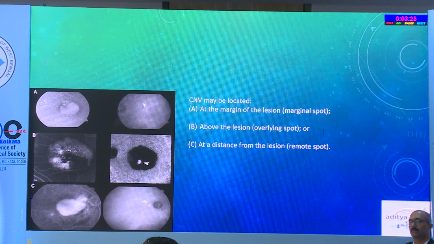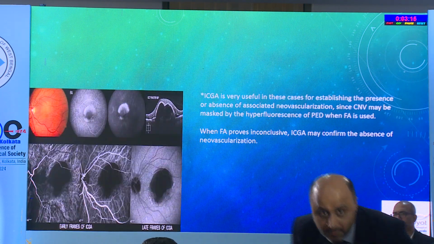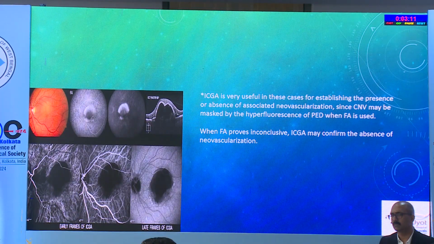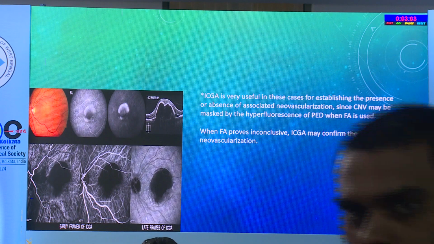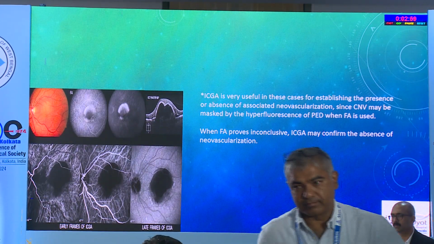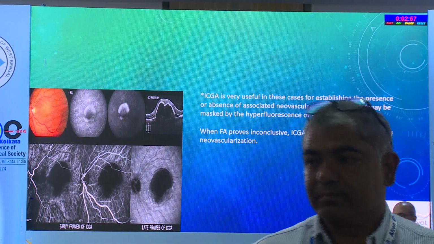And CNV may be located at the margin of the lesion, marginal spot, above the lesion, overlying spot, or at a distance from the lesion, remote spot. And ICG angiography is very useful in these cases for establishing the presence or absence of associated neovascularization, since choroidal neovascular membrane may be masked by the hyperfluorescence of PED when fluorescein is used. And if FFA proves inconclusive, ICG angiography may confirm the absence of neovascularization.